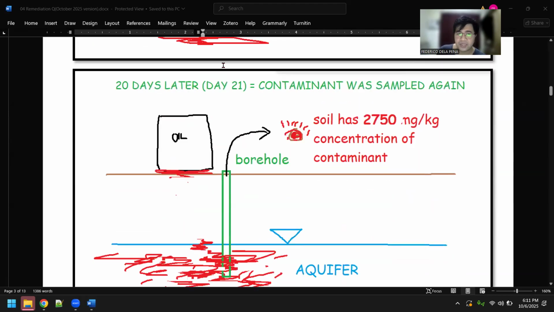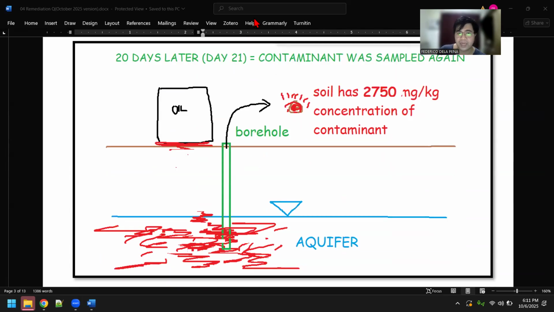And then after 20 days, we sampled again the site. We sampled again at the aquifer. Okay. So after 20 days, or at day 21, we found out that the soil has a 2,750 milligrams per kilogram concentration. So it essentially halved after 20 days.